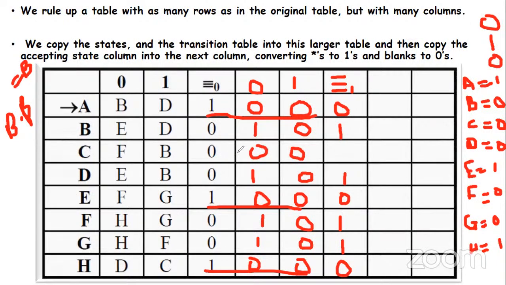The next one is C. C has a 0, 0, 0. We give it the value of 2. Is there any other one that has 0, 0, 0? No. So we are done with our zeroth equivalence. Do you understand how we got this first equivalence?